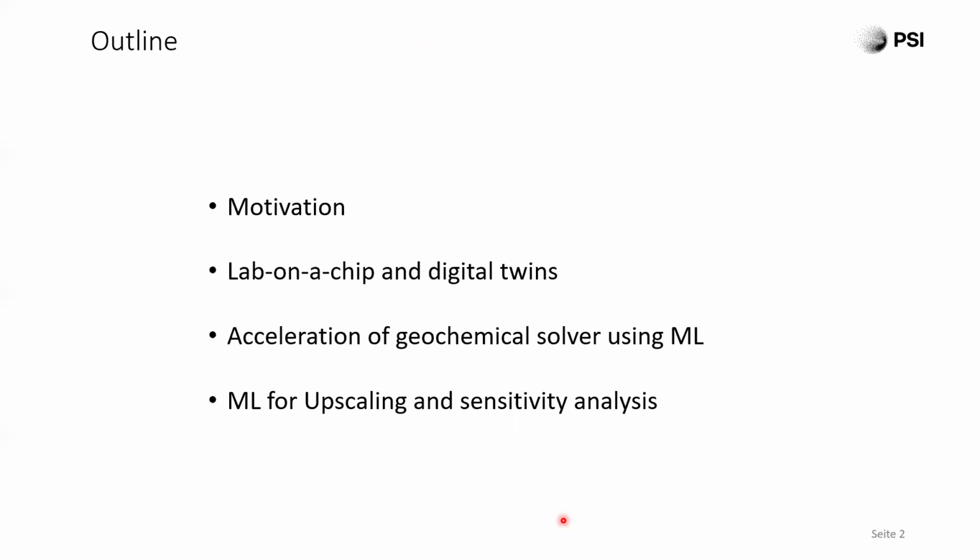So I will first discuss a bit about the motivation behind this work. Then I will discuss what kind of technologies we need to achieve our goals. And this goes through lab-on-a-chip devices and digital twins. And then the simulations we are conducting are too slow to apply in practical problems, so we have to find ways to accelerate. Then I will discuss a little bit how we accelerate geochemical calculations, and then some uses of machine learning for upscaling and sensitivity analysis.